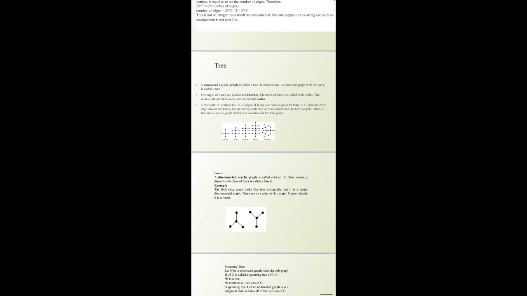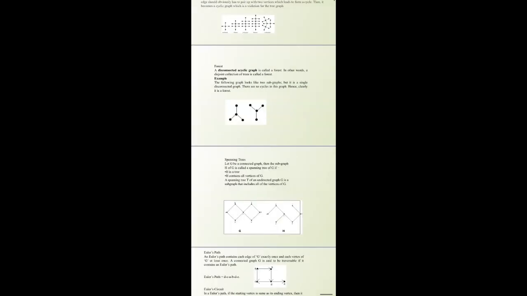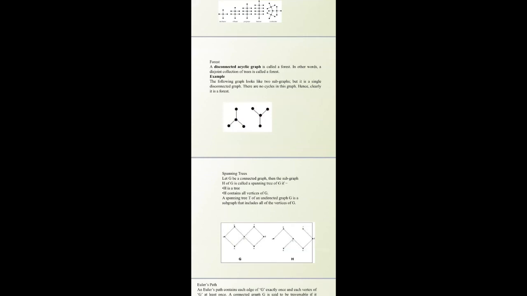Becomes a cycle. Okay. Next is forest. A disconnected acyclic graph is called a forest. If we have a tree and we remove any edge between them, then we have 2 disconnected trees, and these trees are called a forest. Like in real life, we have a forest with lots of trees in it. Similarly, you can make a concept in your minds.